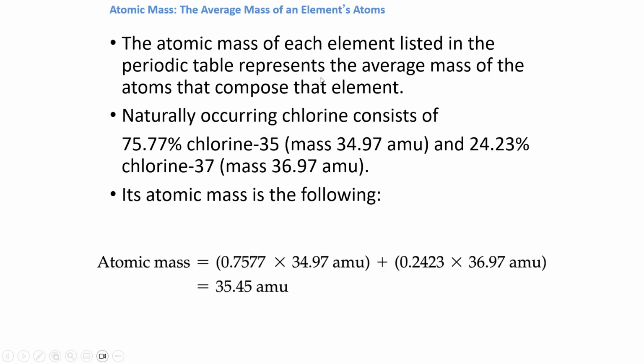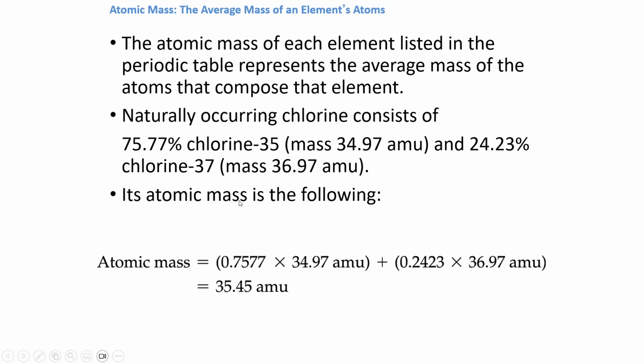The atomic mass of each element listed on the periodic table represents the average mass of the atoms that compose that element. So it takes into consideration all of the isotopes that exist, and it takes an average. So 75.77% of chlorine exists as chlorine 35, and that has a mass of 34.97 AMU. And 24.23% exists as chlorine 37, which has a mass of 36.97 AMU. And if you remember atomic mass units, AMU, that's the unit that we use.